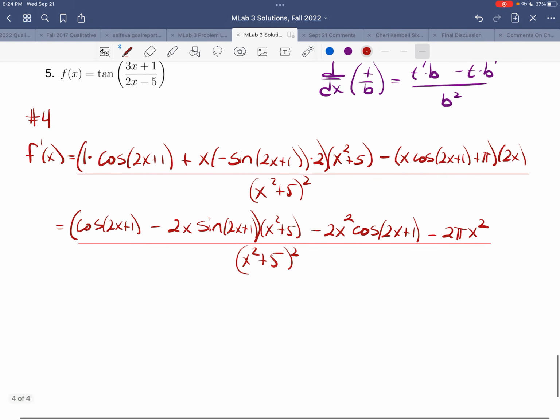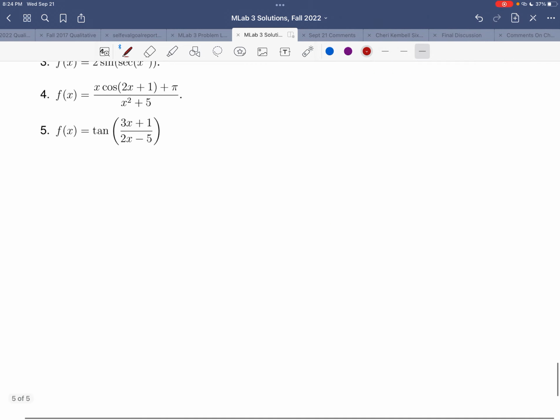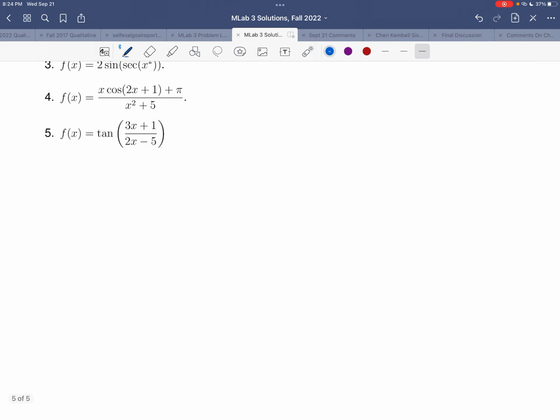And now let's make it a new page just to make this easier. And let's do the last one, number 5. So I want to look at this and realize this is first and foremost a function composition. So I'm going to do the chain rule, and I'm going to get f prime of x is, okay, the derivative of tangent is secant squared. Plug in the inside. Plug in 3x plus 1 over 2x minus 5. Then you want to multiply by the derivative of the inside.